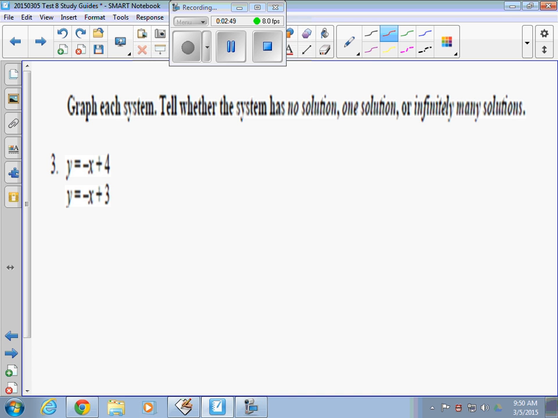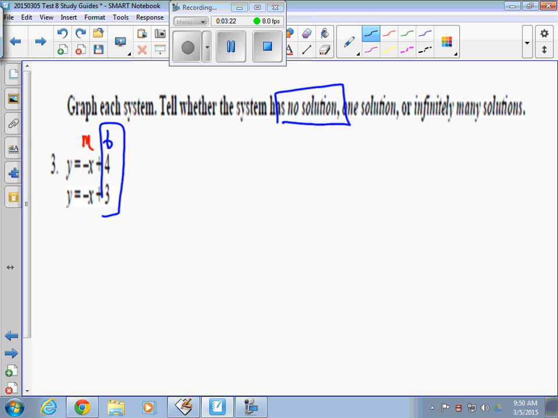Number 3. Graph them, tell whether it's one solution, infinitely many solutions, or no solutions. When you graph this, they both say mx plus b. You can look at it and see that both of the m values are the same. They're both -1. So that means those are parallel lines, or it's the exact same line. So once you find out the m value, look at the b value. If it's different, 4 and 3, that means they're parallel lines. So you know that they'll never cross. Since they'll never cross, they have no solution.